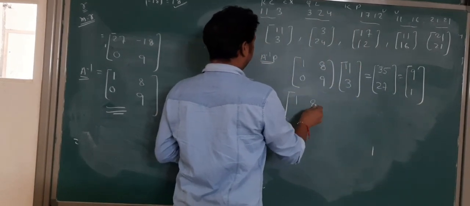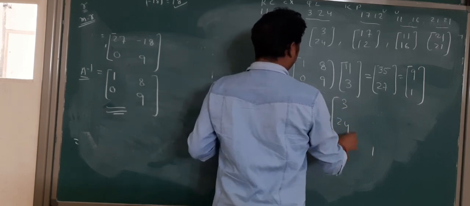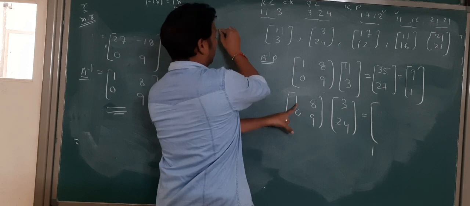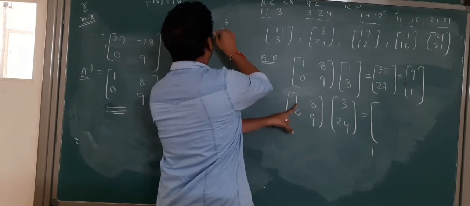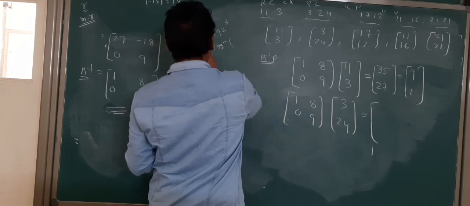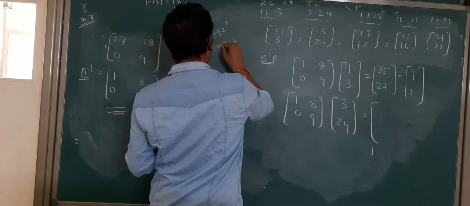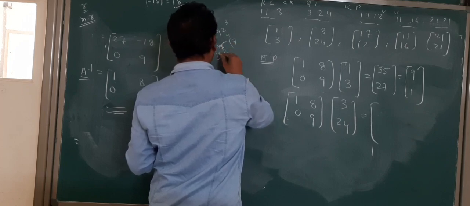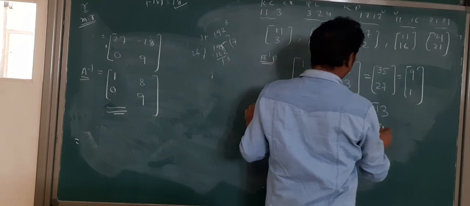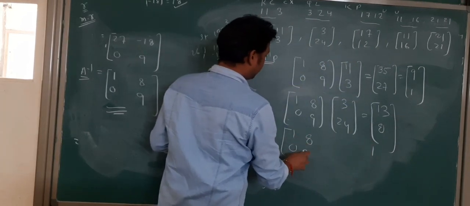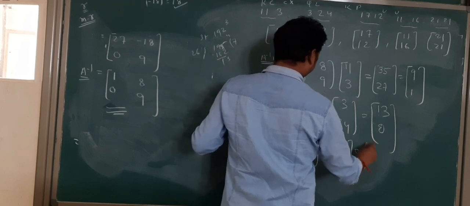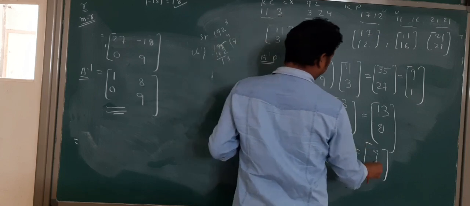Similarly, 1 8 0 9 for the second pair. What is the second pair? 3, 24. 195 divided by 26 gives 8. Similarly, 1 8 0 9 multiplied with the third pair, 17, 12. When you do the procedure, you will get 9, 14.